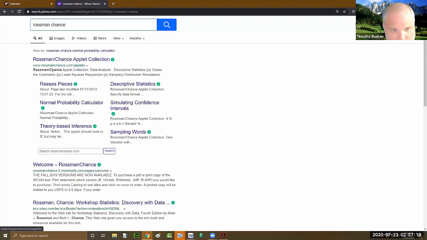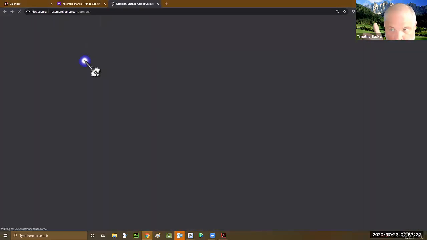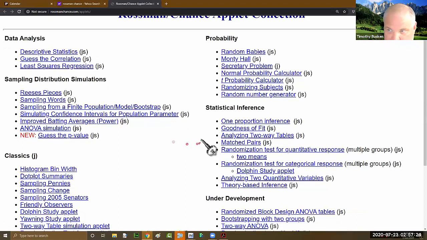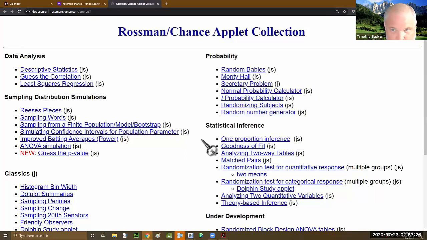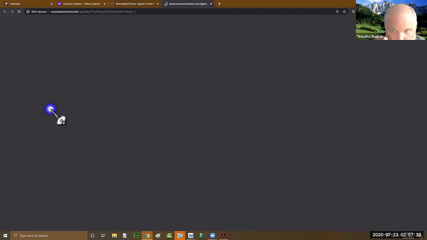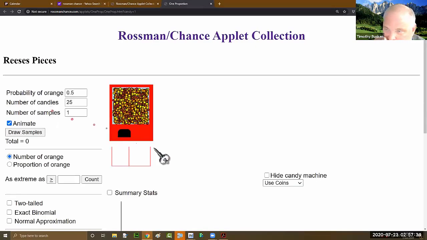Am I showing my screen? Oh, I'm not showing my screen. Am I showing it? Yes. Okay. Anyway, the Rossman-Chance applet collection, there's a bunch of different applets here. I may use one or two of them, but let me first just do one of them, okay? And it's this example for Reese's Pieces. Okay, so let me zoom in here.